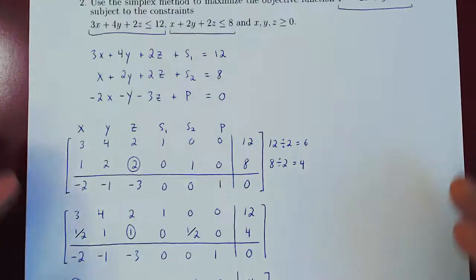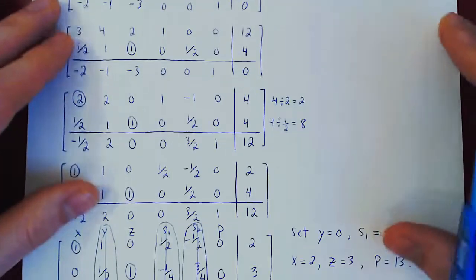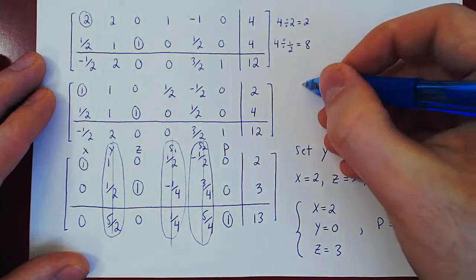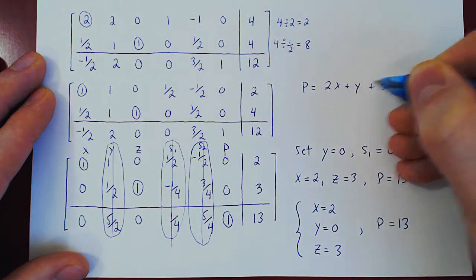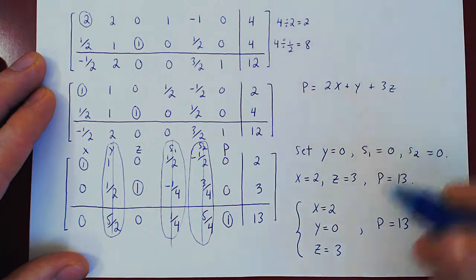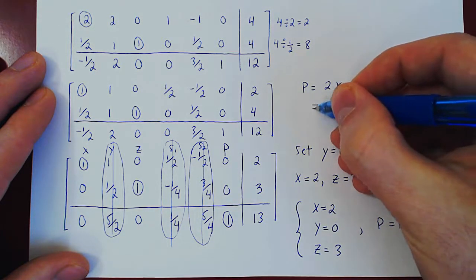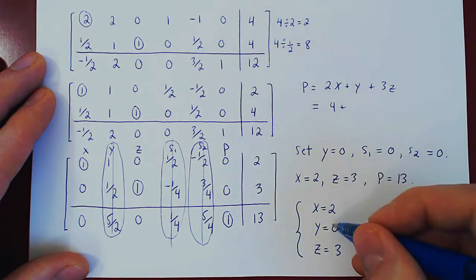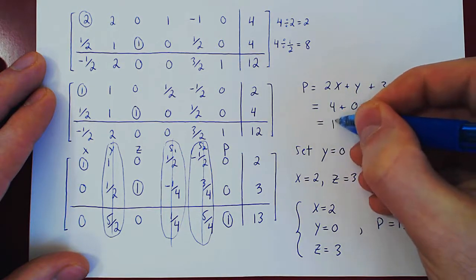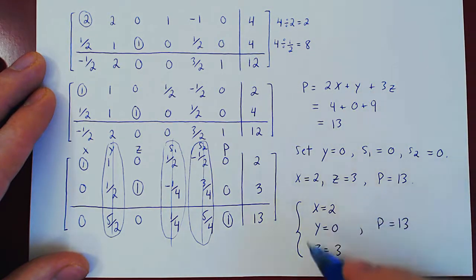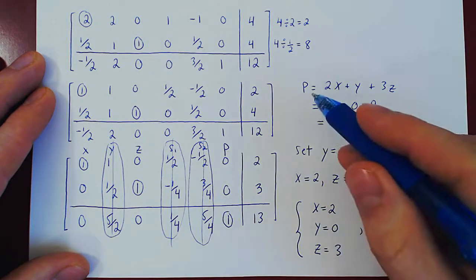If you go up, the objective function P was 2x plus y plus 3z. So let's just check it for good measure. So our objective function was 2x plus y plus 3z. So we can replace in the objective function by the corresponding values, and we'd get 2 times 2 is 4, plus 0, plus 3 times 3, 9, and of course 9 plus 4 is 13. So this is simply a quick check to see that it is at least consistent with the objective function.